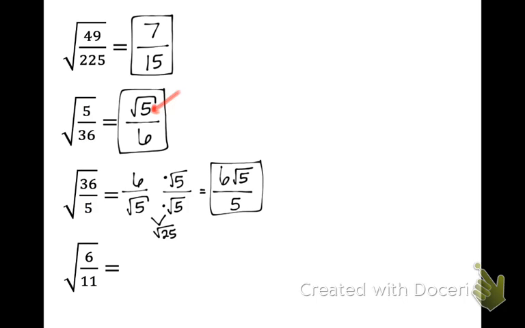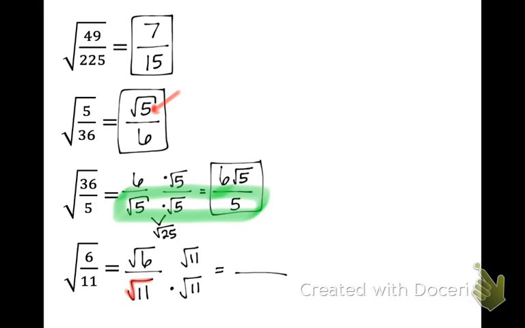Okay, in our last one, we can't take the square root of 6 or 11, so we're going to have square root 6 over square root 11. Again, it's not proper to have this square root in the denominator, so we're going to multiply the top and the bottom by square root of 11. Notice up here on the top, whenever I took square root of 5 times square root of 5, I got just 5. That's how it's always going to happen.